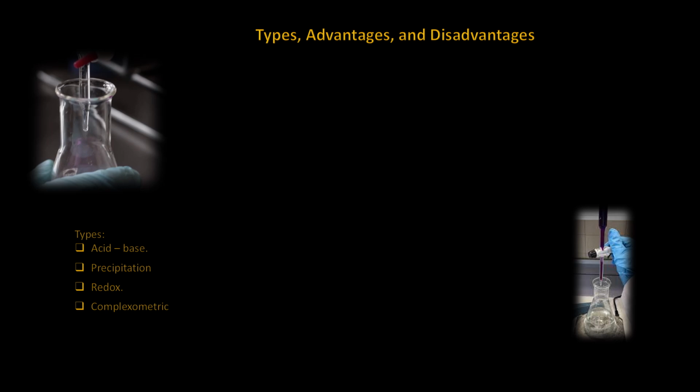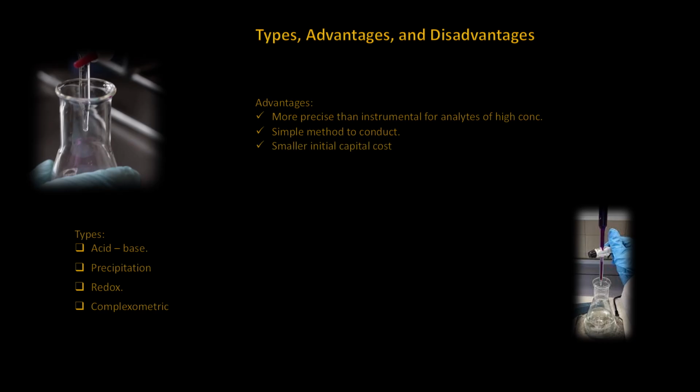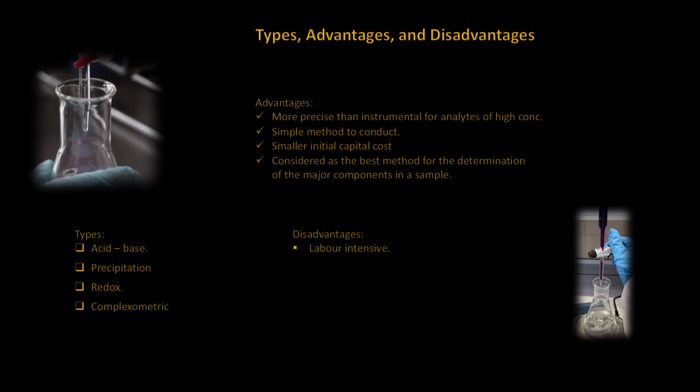Well, titrations are commonly used in laboratories because they are considered to be more precise than an instrumental analysis when the analyte concentrations are high. Titrations are also easier to perform. Cost is also a big factor. Glassware is fairly inexpensive when compared to instrumental equipment. Not to mention, titration is also considered to be the best method for the determination of the major components in a sample. However, titration methods can be labor-intensive.